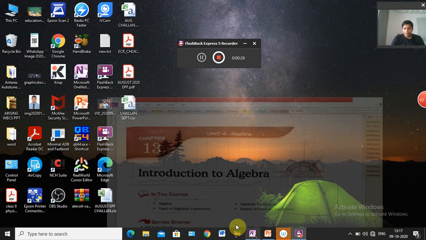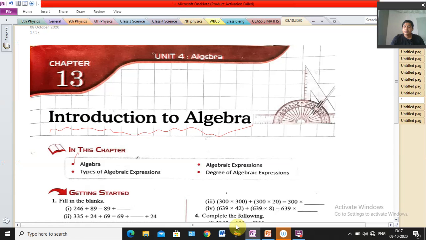So at first we have to know what algebra is. The definition we have to know, and there is also a few theory parts, so that we will also discuss. Clear? So at first please get ready and try to understand.